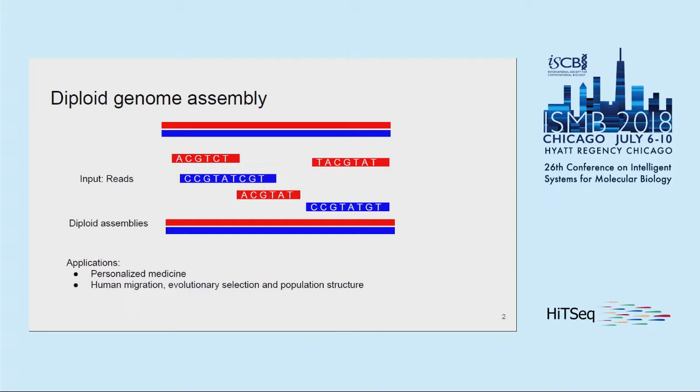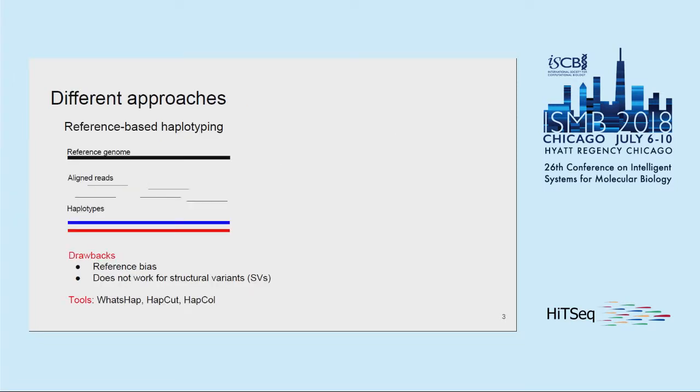It has several applications. It can be used in personalized medicine. It can be used to study human migration, evolutionary selection, and population structure. There are different approaches to genome assembly. The first one is reference-based haplotyping.